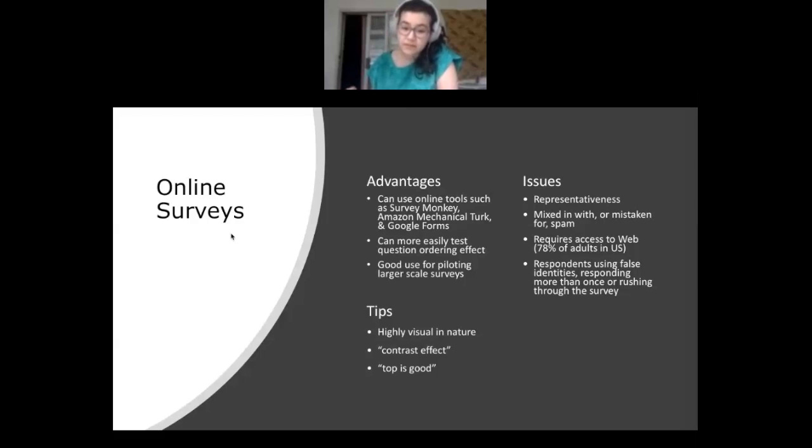And some tips, like we mentioned, it's highly visual in nature. There's also a contrast effect. So if your questions and answers are sort of contrasted, then they might seem more spread apart, and you need to think about that. And then people generally feel like the top is good visually, so they'll more likely go with the top answer than the bottom answer. So you want to be careful about the response answers that people can choose.